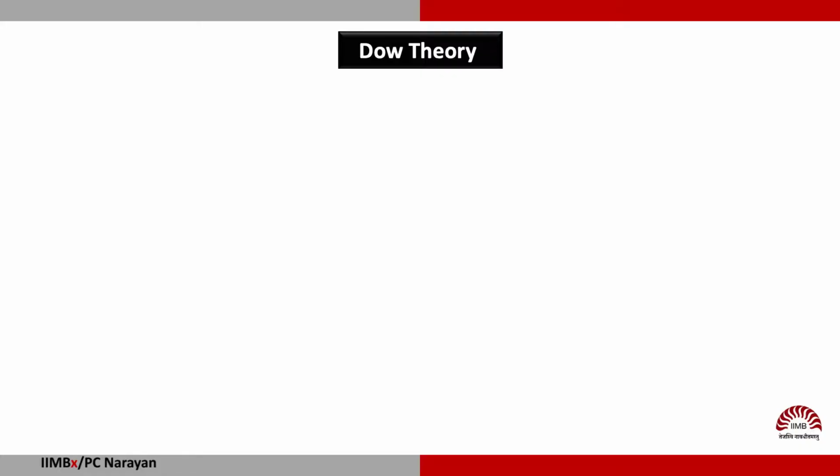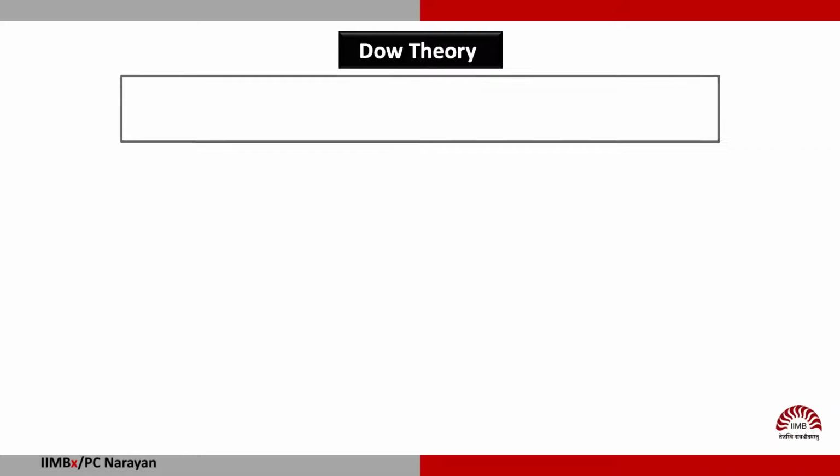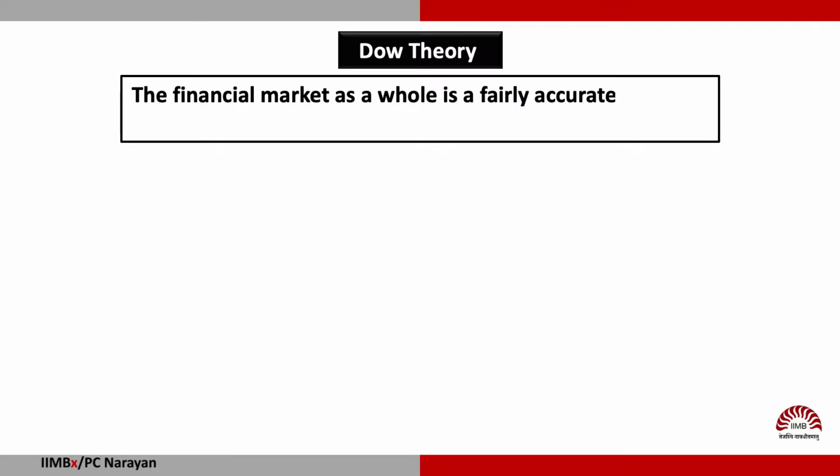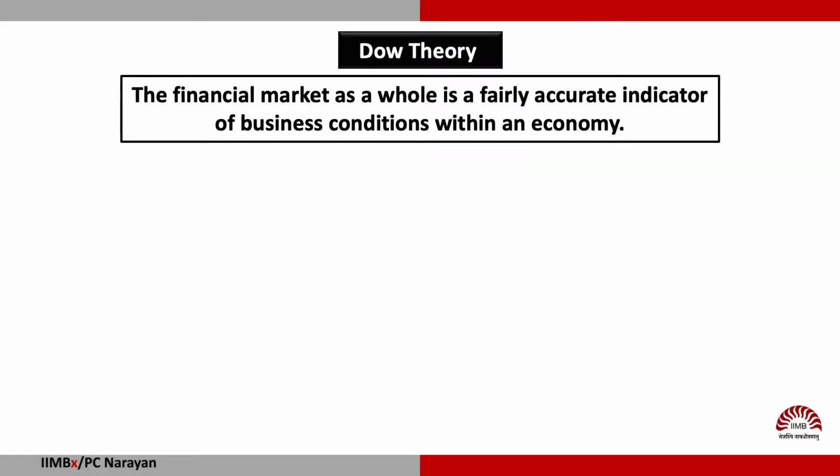Dow theory has its origins from a series of editorials and articles written by Charles Dow over 100 years ago. Dow's theory is based on the premise that a financial market as a whole is a fairly accurate indicator of business conditions within an economy.